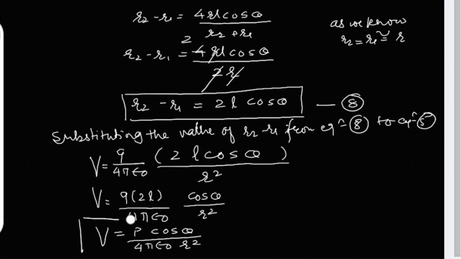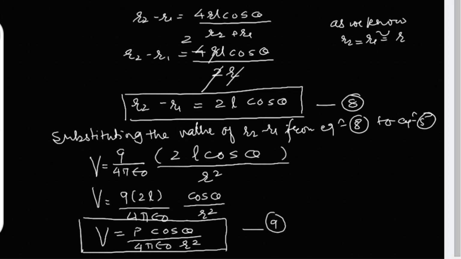So this is the potential due to the electric dipole when the point is at C, at distance r, and whatever potential is there is due to each and every charge in the dipole, positive and negative. So the total potential due to the dipole is p cos theta upon 4 pi epsilon 0 r square. This is the magnitude of the potential. Let us consider this is equation number 9.